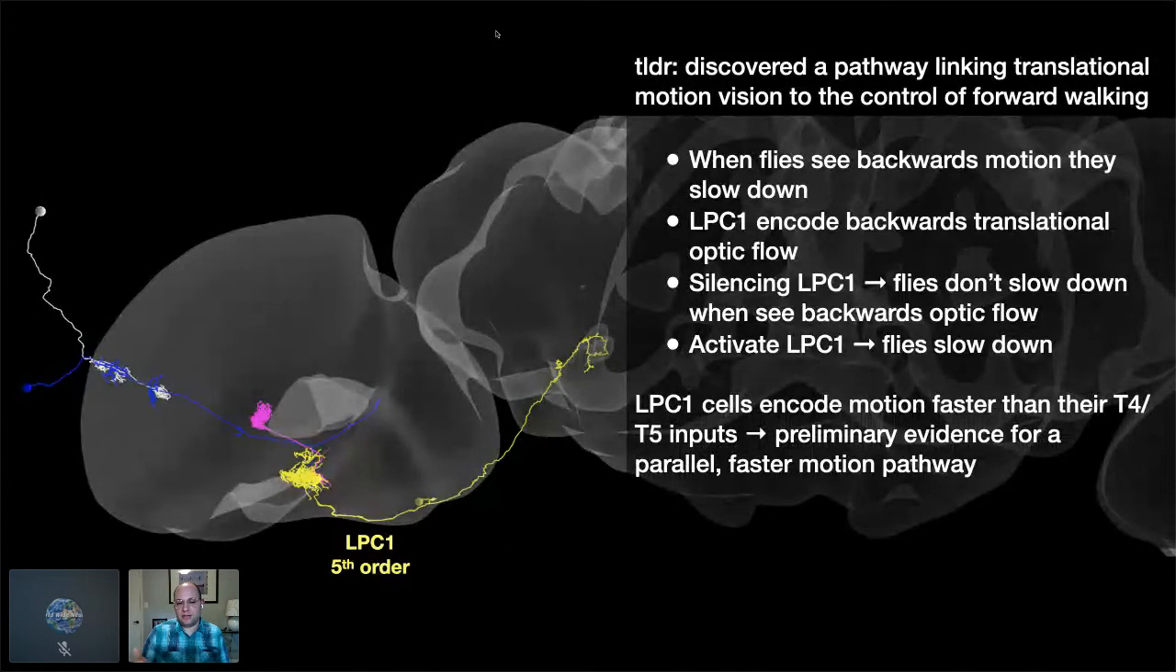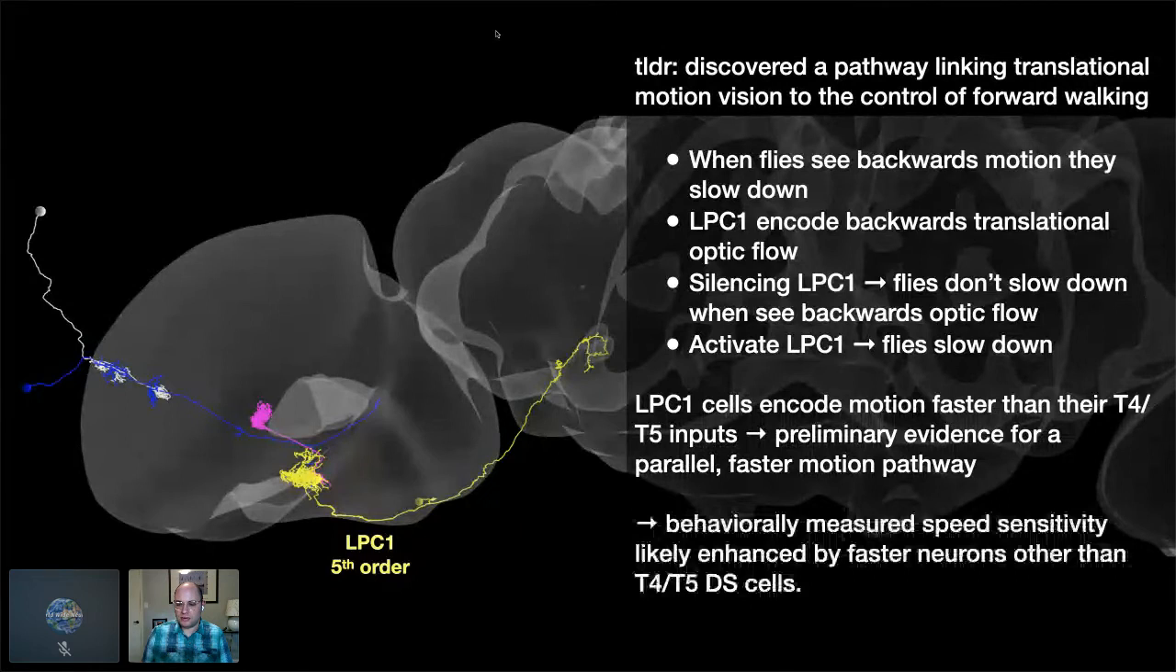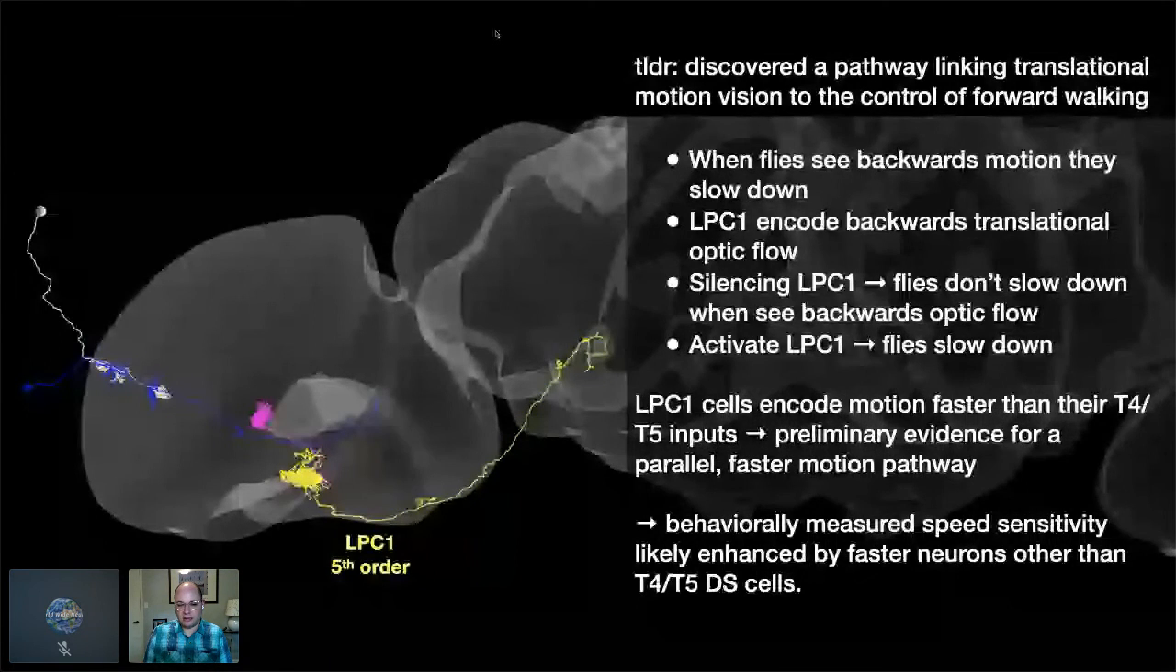Now, is this a behavior I would have chosen to study? No, but this is really the beauty of doing biology with, let's say, an embracing ignorance approach of doing a screen, right? That the brain tells us what neurons we should work on rather than the other way around. But back to the speed tuning thing, we have this preliminary evidence for a parallel faster motion pathway. And so that means that this behaviorally measured speed sensitivity is likely enhanced by neurons that are faster than T4, T5. And so we've got some work to do to figure out how they synergistically interact with T4, T5, because that is not actually that straightforward.